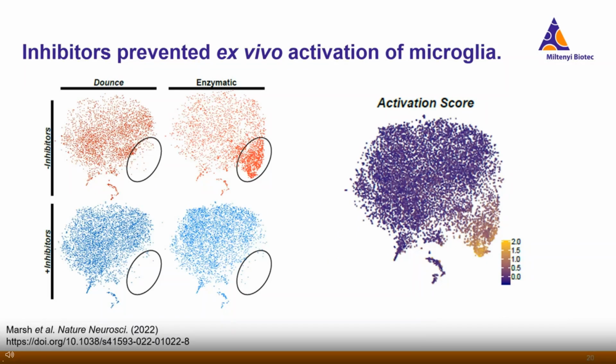Enzymatic digestion without inhibitors resulted in a significant cluster of microglia that the authors designated as ex vivo activated microglia. They did additional analysis to demonstrate that the activation was mainly occurring during the dissociation step. So the activated microglia were characterized by increased expression of immediate early genes, and importantly, they showed that the cluster of ex vivo activated microglia was eliminated when inhibitors were included in the enzymatic digestion, which shows great promise for this method.